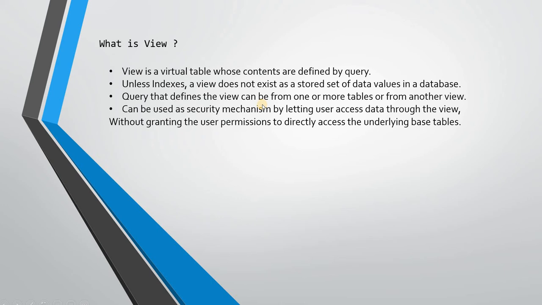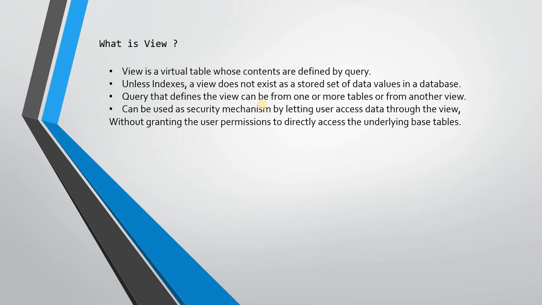Let us very briefly understand what a view is. A view is a virtual table whose contents are defined by a query, in very simple terms. This means the view definition has a simple select query, nothing else. It doesn't store the data. The data is generated whenever the view is referenced. So whenever the view is referenced or executed, the underlying select statement gets executed and returns the data. Unless indexed, a view does not exist as a stored set of data values in a database.